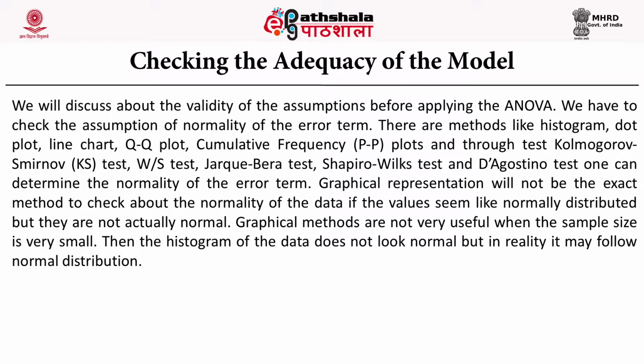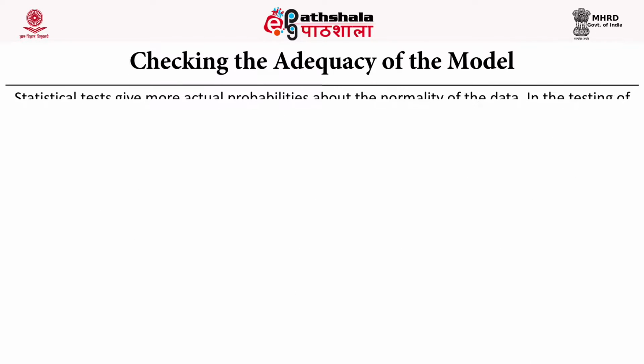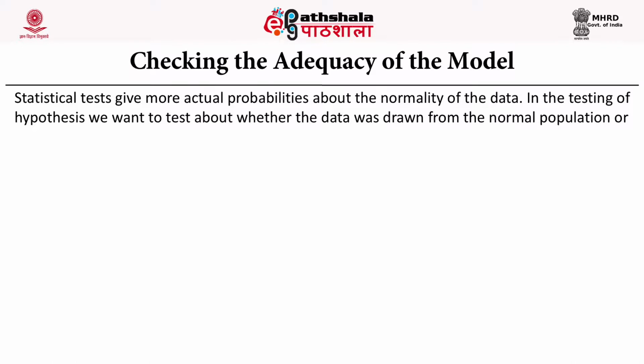Graphical representation is not an exact method to check the normality of the data, as the values may seem normally distributed but are not actually normal. Graphical methods are not very useful when the sample size is very small. Then the histogram of the data does not look normal, but in reality it may follow a normal distribution. Statistical tests give more actual probabilities about the normality of the data.